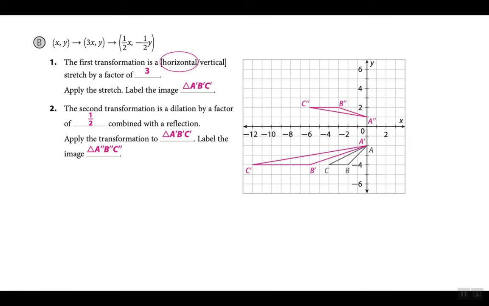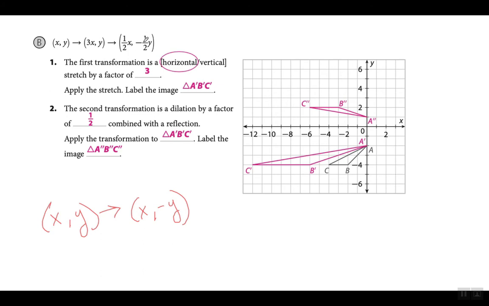And then the second one, okay, you're multiplying both by 1/2. So it's a dilation by a factor of 1/2, but that negative sign in front of the y coordinate means you're reflecting over the x-axis. Okay, because, just a real quick explanation of that. Remember, the rule to reflect over the x-axis is that I gotta make the y the opposite sign. Okay, so that negative sign up here, that's what that means, that it's a reflection over the x-axis.